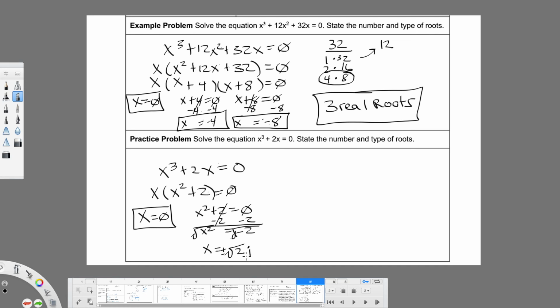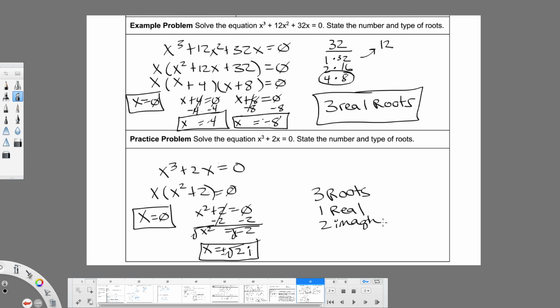And remember, this is 2 answers here. There's a positive square root of 2i, and a negative square root of 2i. So there are 3 roots. And this time, instead of just saying 3 real roots, because that's how many there were, now there's 3 roots. There's 1 real. That's my 0. And then there's 2 imaginary.